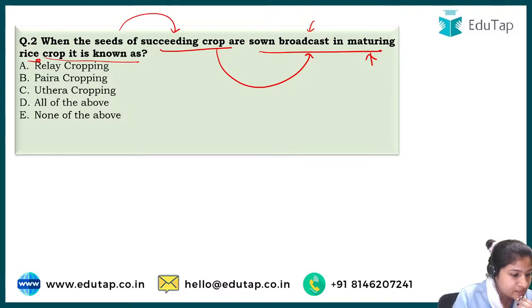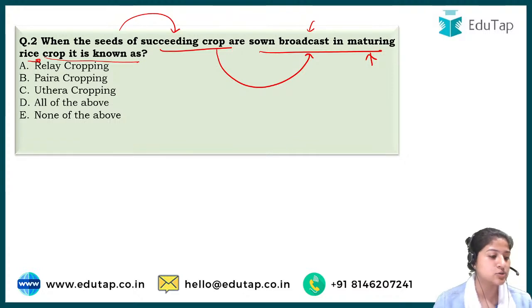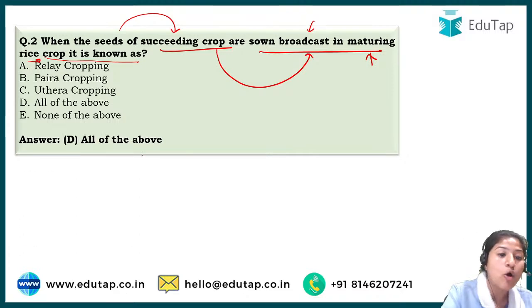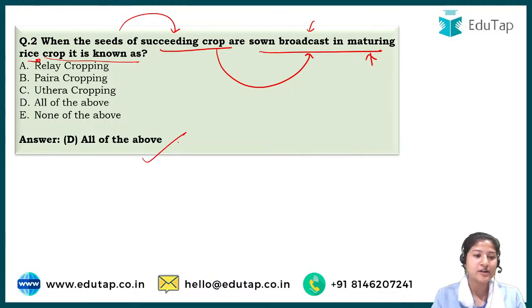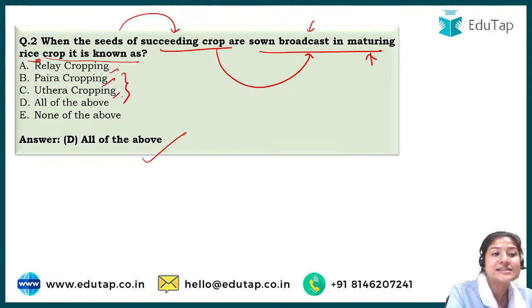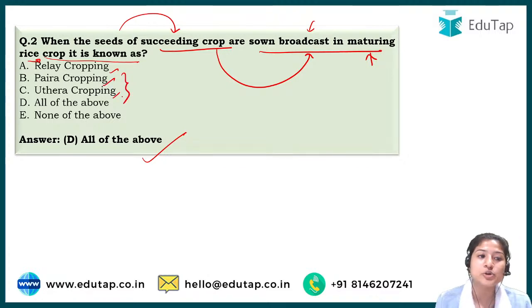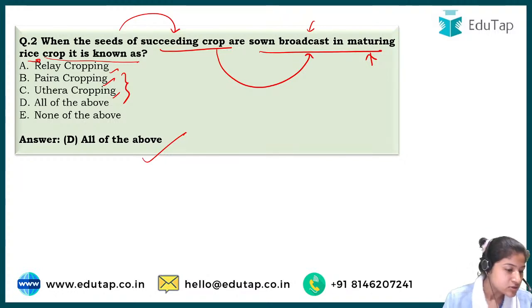Arun says all. So the correct answer is all of the above. The reason I incorporated this question is so that you have a better understanding of the concept. We have just done relay cropping in the previous one, but para and utera are synonyms of relay cropping only. So even if relay is not mentioned in the option, but para or utera is there, you should know that all three mean the same thing. I hope this is clear to you all.